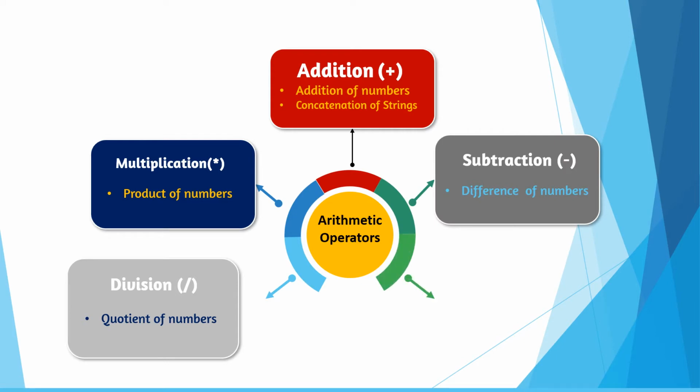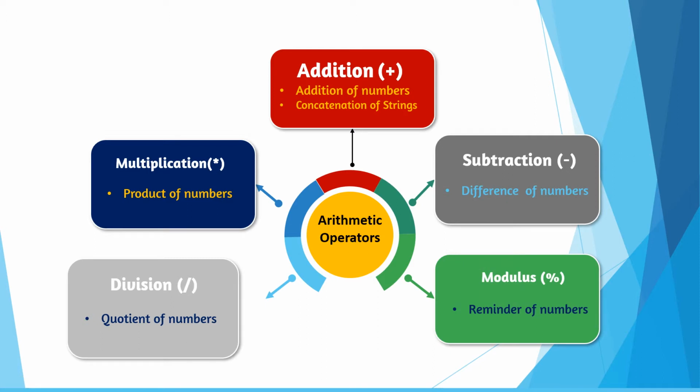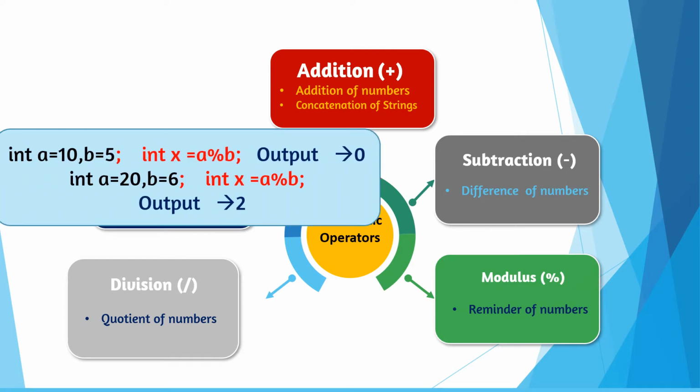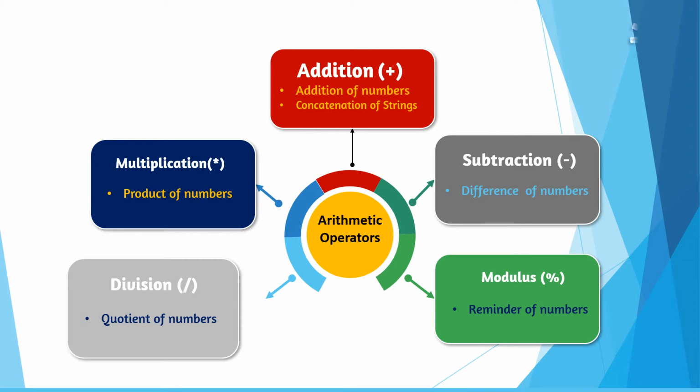And the last arithmetic operator is modulus sign. So here, remainder of the numbers. Slash sign will give you the quotient and modulus sign will give you the remainder. When you divide two numbers, the remainder will come as answer. Here example, int A is 10 and B is 5. int X is equal to A modulus B. Modulus B means remainder will come. So 10 divided by 5, remainder is 0. And 20 divided by 6, the remainder is 2. So modulus sign will give you the remainder. So always keep in mind, slash sign will give you the quotient and modulus sign will give you the remainder. So these are the arithmetic operators present in Java.